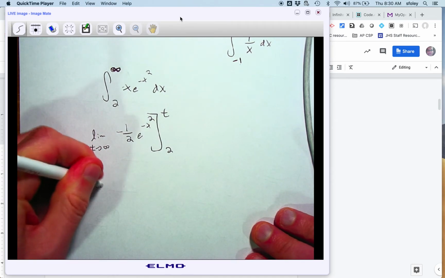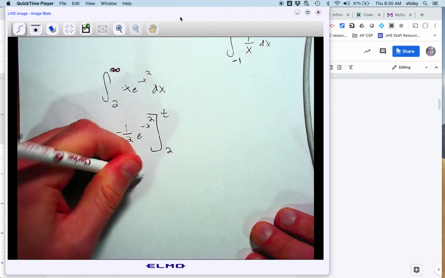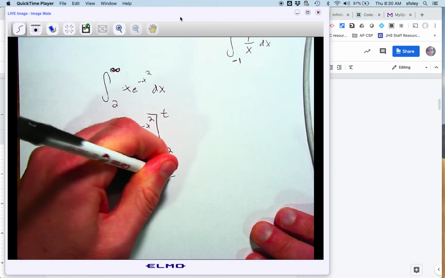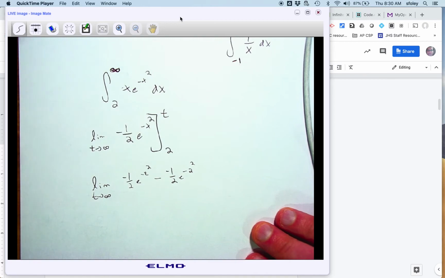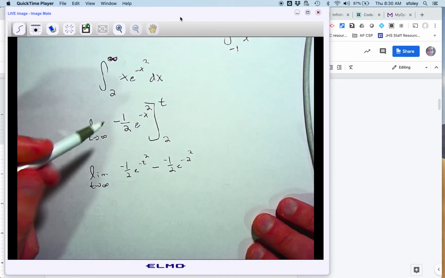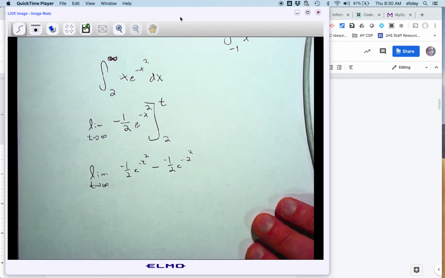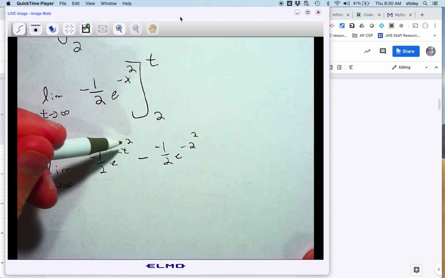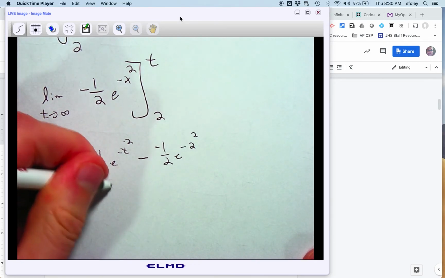And so now I'm going to have the limit as t approaches infinity of negative 1/2 e to the negative t squared, minus negative 1/2 e to the negative 2 squared. And so now we have to think this through. What's going to happen when t is a big positive number? Well, we're going to square it and then make it negative. So I'm going to have e to a huge negative power. That's 1 over e to a huge positive power, which turns into 0.